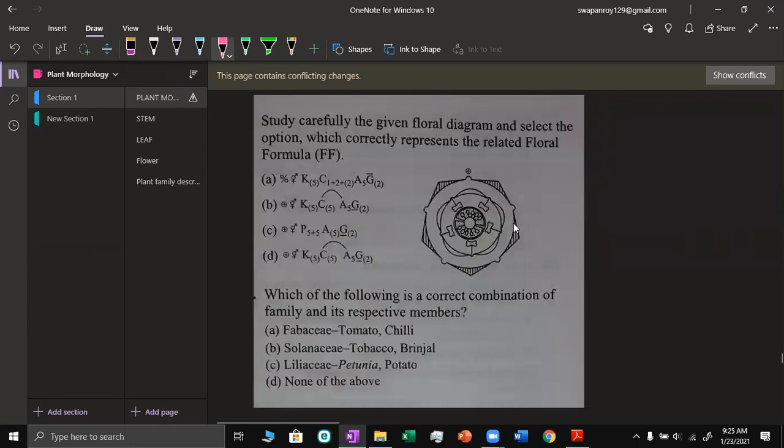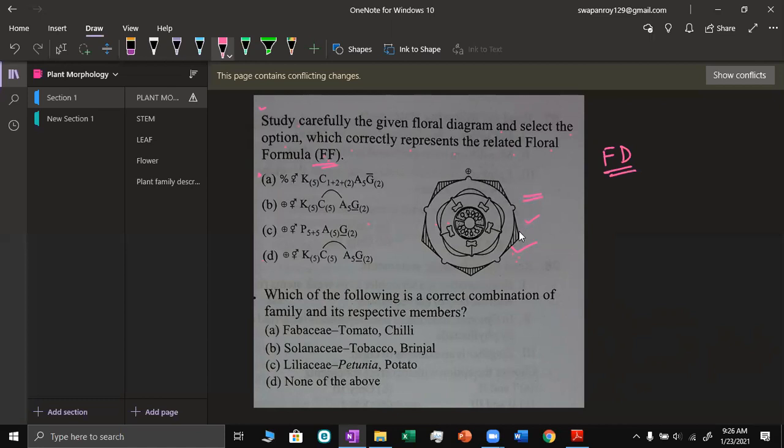Here a floral diagram has been given, and in the options there are floral formulas. You have to match which one correctly describes this floral diagram. The question is: study carefully the given floral diagram and select the option which correctly represents the related floral formula. Floral formula FF and floral diagram FD are usually written. So which one will represent this?